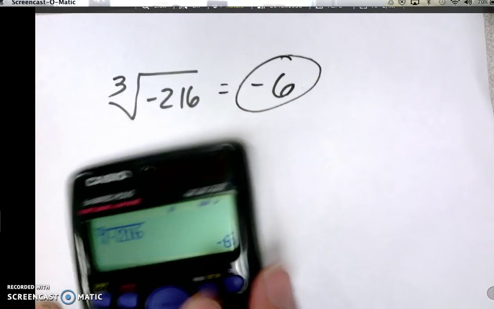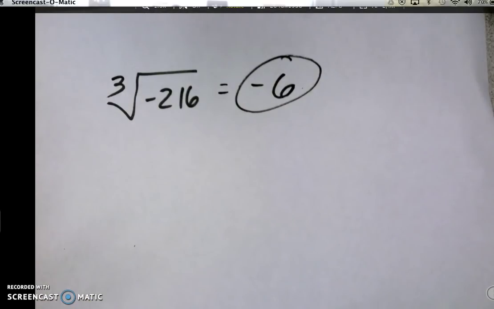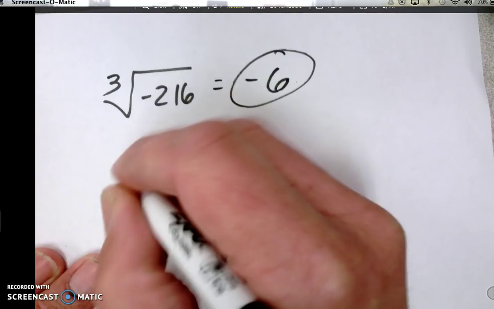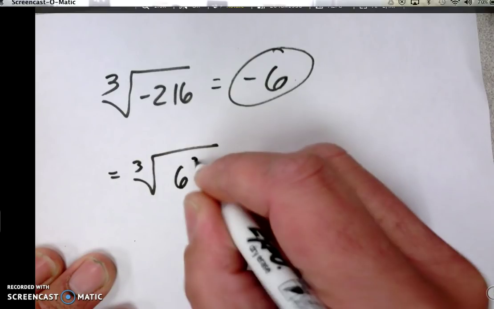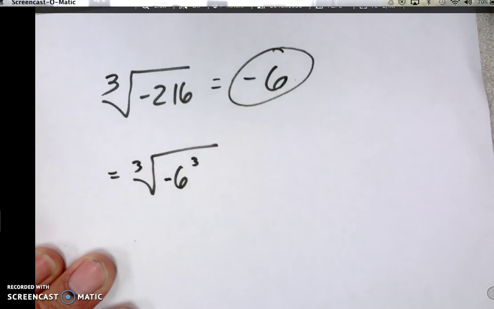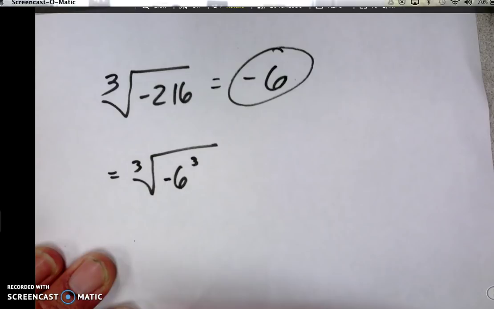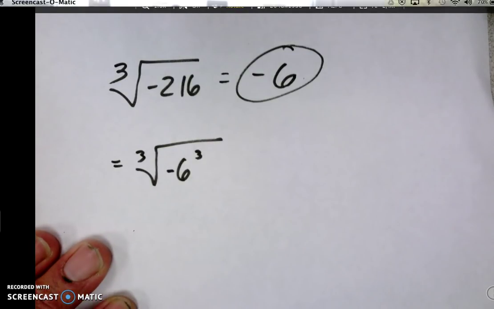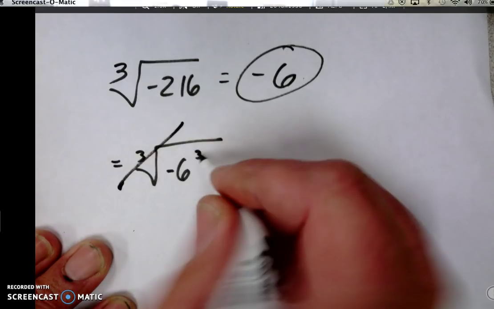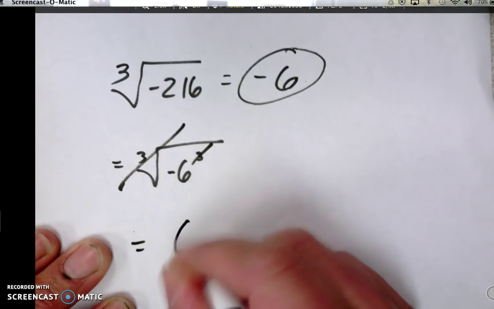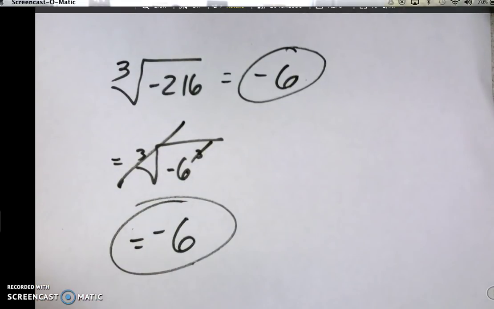Now, if you're like me, well, how the heck do I know if that's right? Well, the only way this can be right is if 216 factors into 6 to the third. So negative 6 to the third will be negative 216. Again, I don't memorize that, but you can verify with the calculator. 6 to the third should be 216. Third root and third power cancel each other, and you're just left with the base inside.